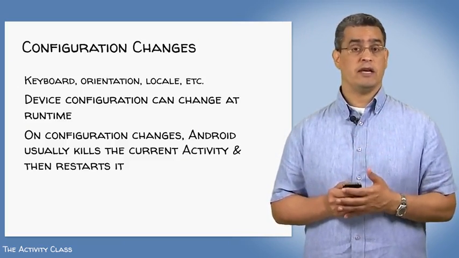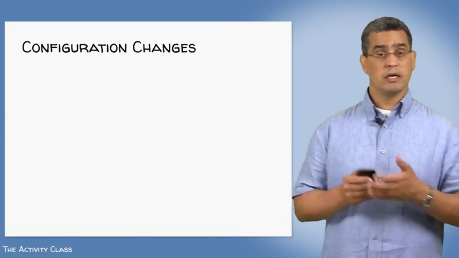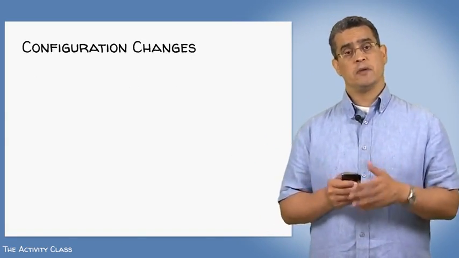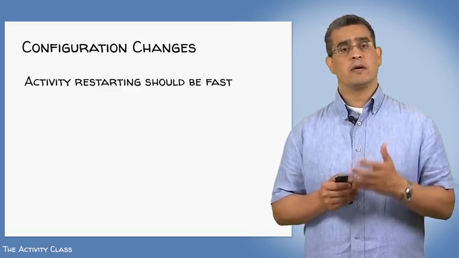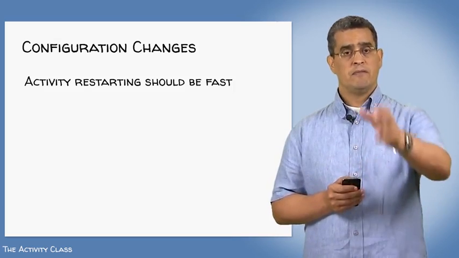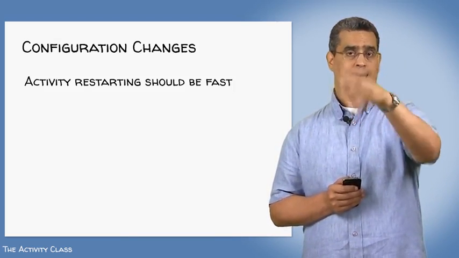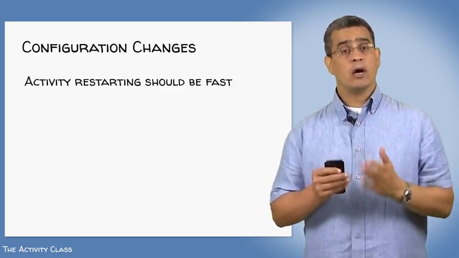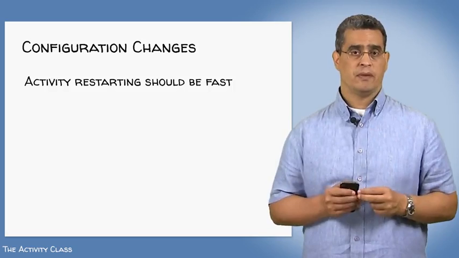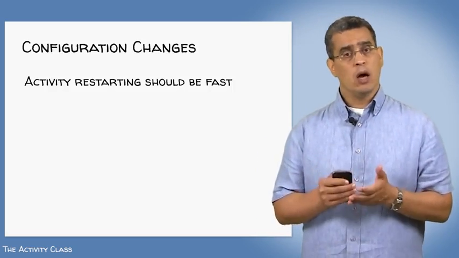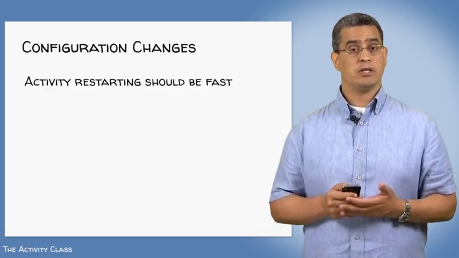Now, since configuration changes can happen frequently while using an application, you want to make sure that your lifecycle method code is fast. Consider device orientation changes, for example. If you move the device from portrait mode to landscape mode and back to portrait mode, that will cause the current activity to be killed and restarted twice. So if your startup code is slow, that's really going to affect your user's experience with your application.